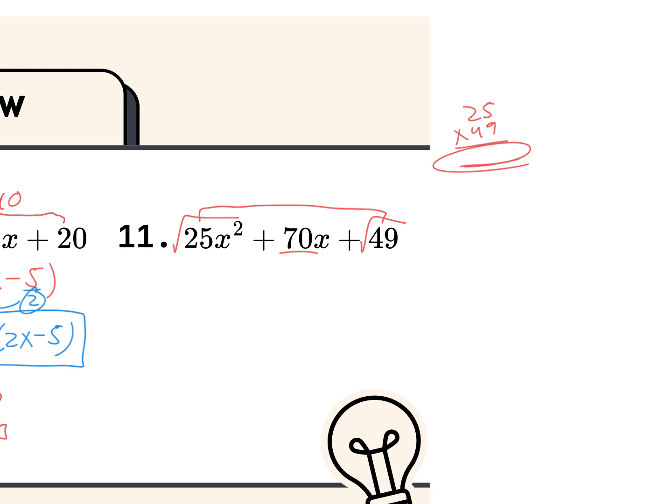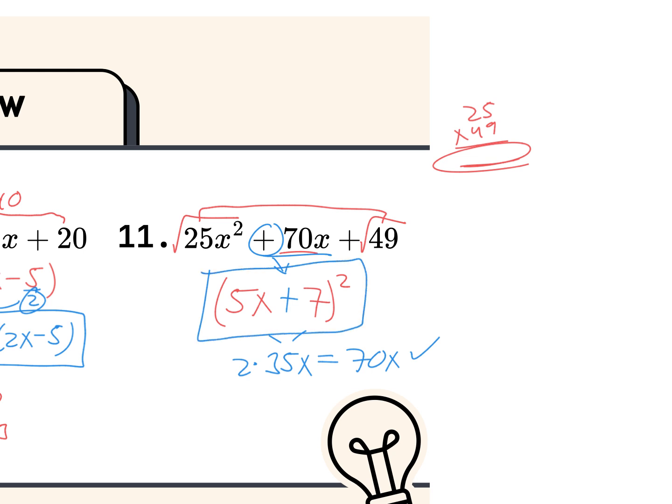All right, so 25x squared, square root of that is 5x. The square root of 49 is 7. All right, so then if it is a perfect square trinomial, it's going to look something like that squared, with some sign in the middle. So let's just check if it is that, right? I'm going to do 5x times 7, and that's 35x. When I double it, do we get the term in the middle? All right, we get 70x, that does match. It is a perfect square trinomial, so I'm just going to bring that plus down with it. And then this is my final answer, 5x plus 7 squared.